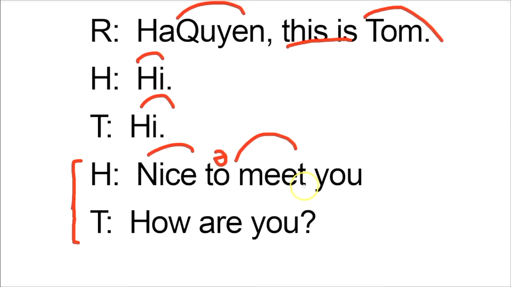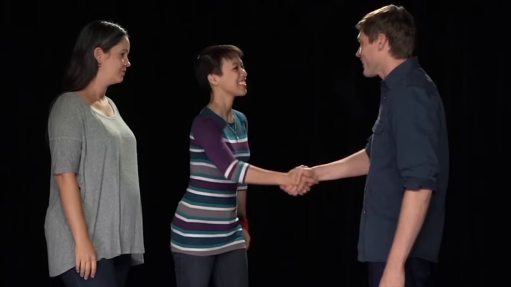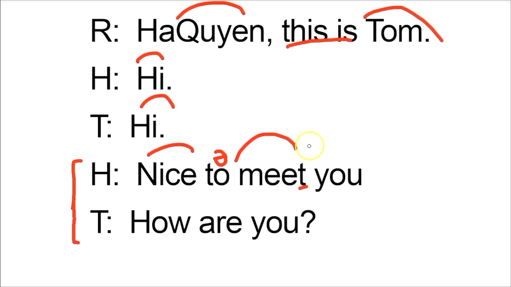What did you notice about the pronunciation of this T? Nice to meet you. It was a stop T. Meet you. There was no release of the T sound.